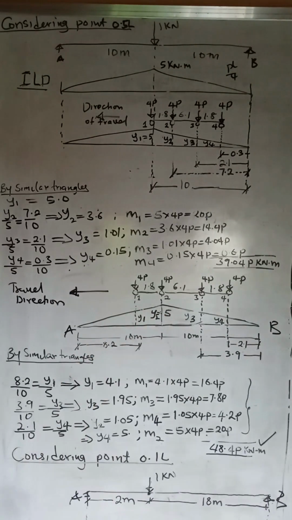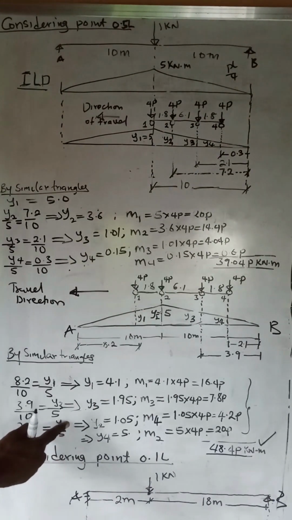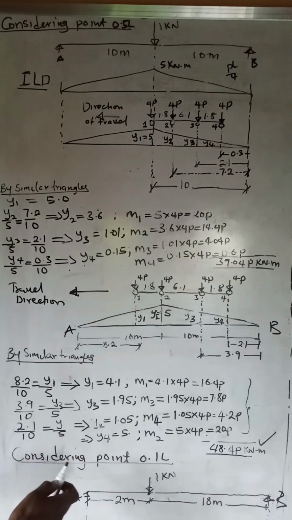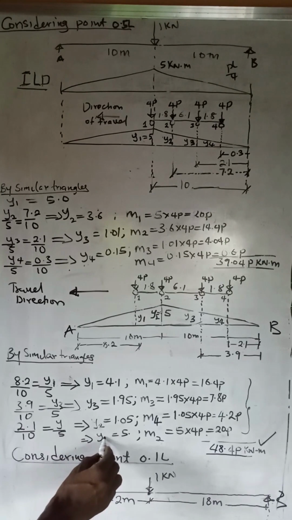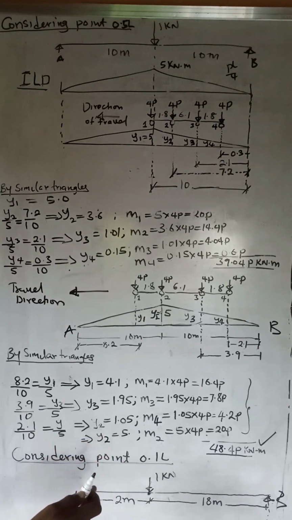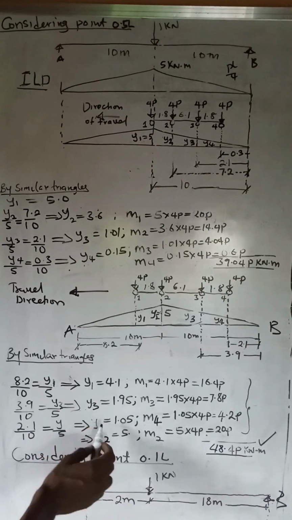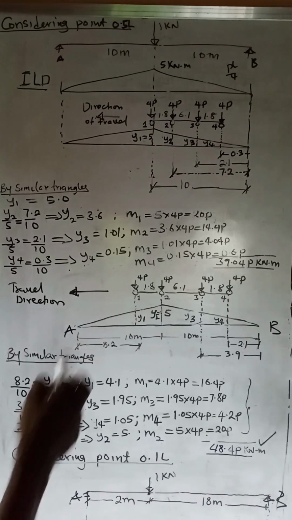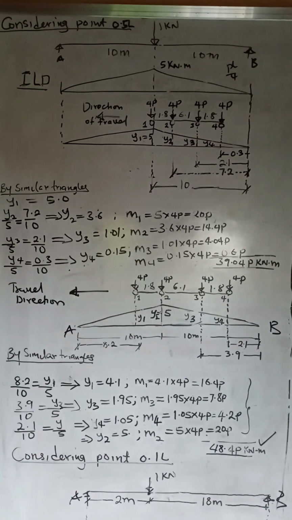Let's call our Y2 here equal to 5. Here's our Y1, and here's our Y4. So our Y2 is 5, and our Y4 is 1.05.